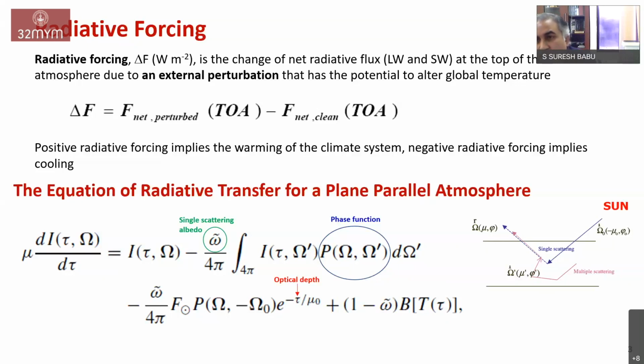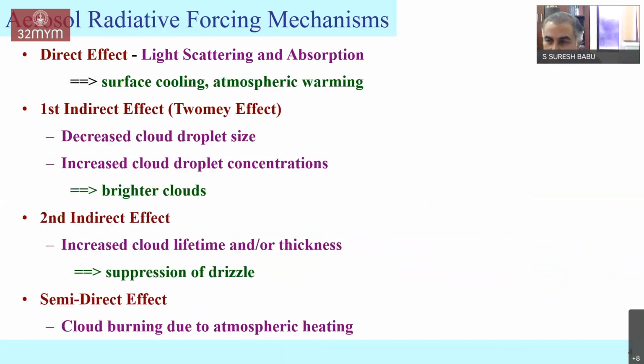When we talk about aerosol radiative forcing, there are different mechanisms. The most important one, which I have already mentioned, is the direct radiative forcing, which is through scattering and absorption, and which leads to cooling at the surface and, depending on the type of the aerosol, cooling at the top of the atmosphere, but always leads to warming in the atmosphere.